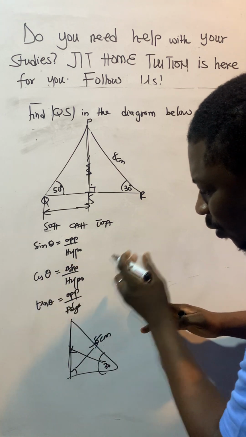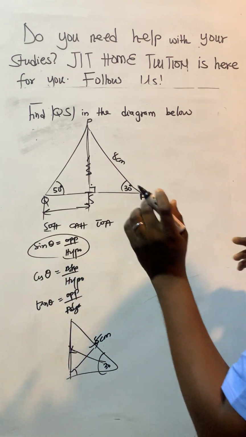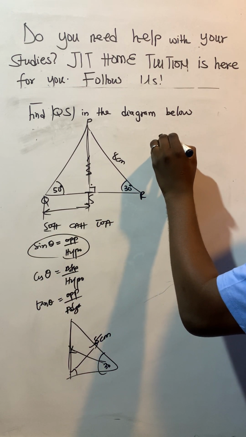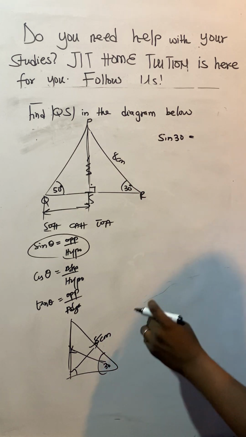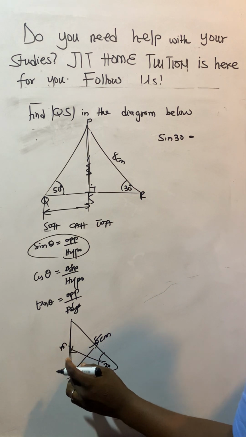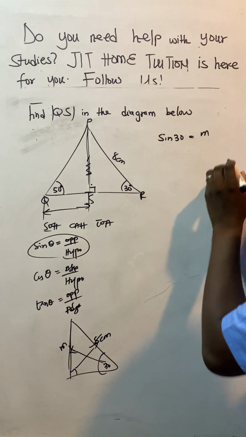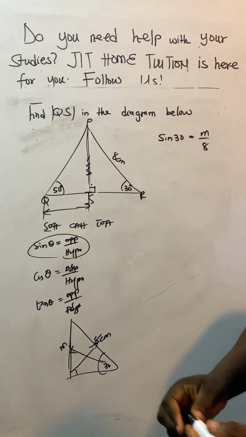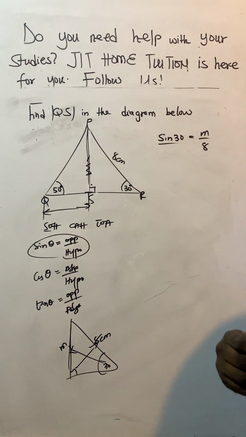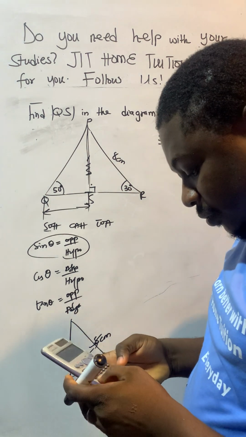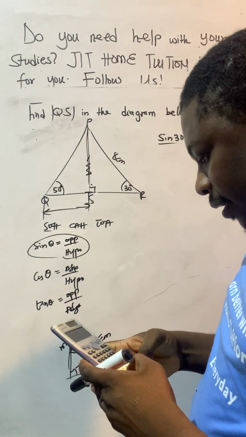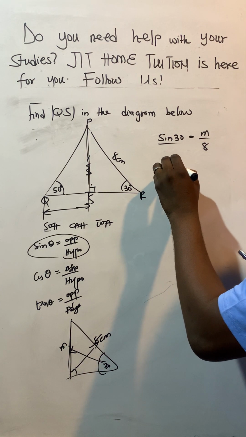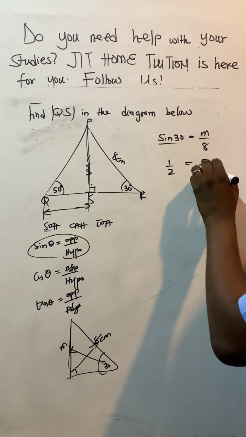So you come and look through which one. So you realize that you are going to use sine theta. So sine, the angle is what? So it becomes sine 30 equal to, let's say that this side is M. So you have M opposite over hypotenuse, which in this case is 8. Okay, so what is sine 30? Let me use the calculator. Sine 30, which is 1 over 2, is the same as 0.5. So you have 1 over 2 equal to M on 8.